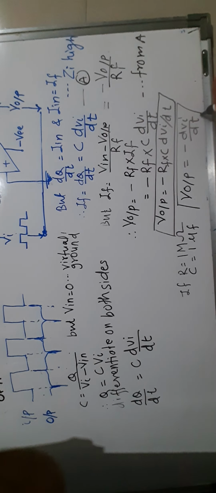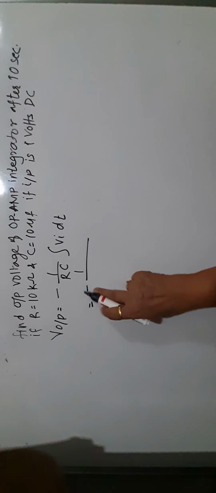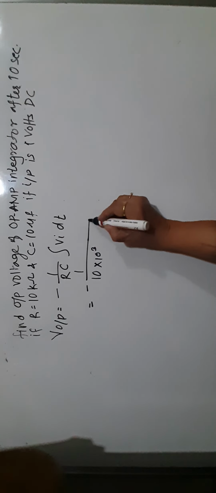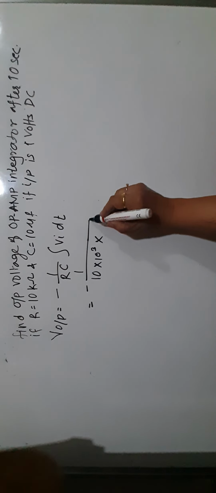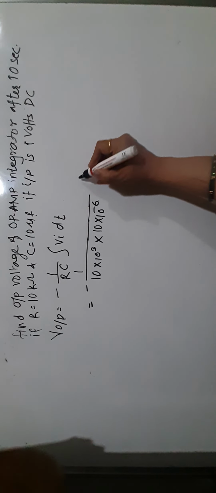Now let's see the numerical. Find the output voltage of an op-amp integrator after 10 seconds, if R equal to 10K, C equal to 10 microfarad, and the input is 1 volt DC. Now we know the formula for the output voltage of an op-amp integrator: Voutput equal to minus of 1 upon RC integration of Vi dt. So let's substitute the values. R is given as 10K, so minus sign is important. R is 10K, so 10 into 10 raised to 3, into C is 10 microfarad, so 10 into 10 raised to minus 6.